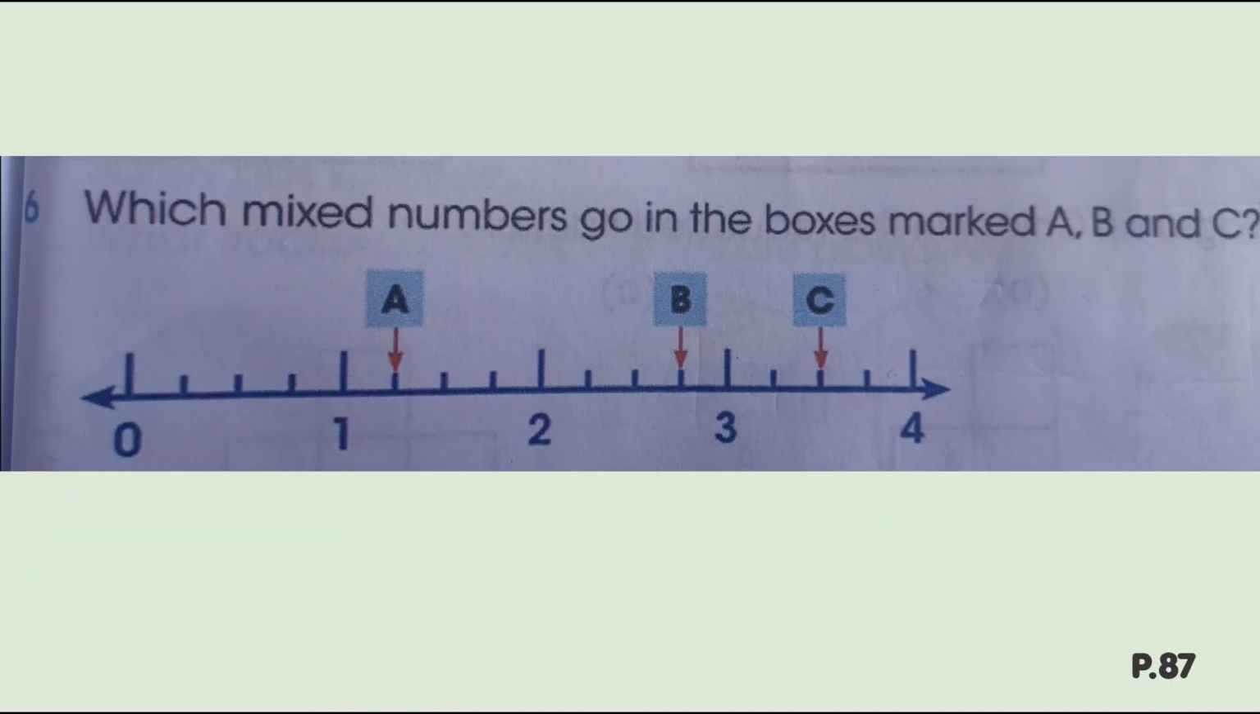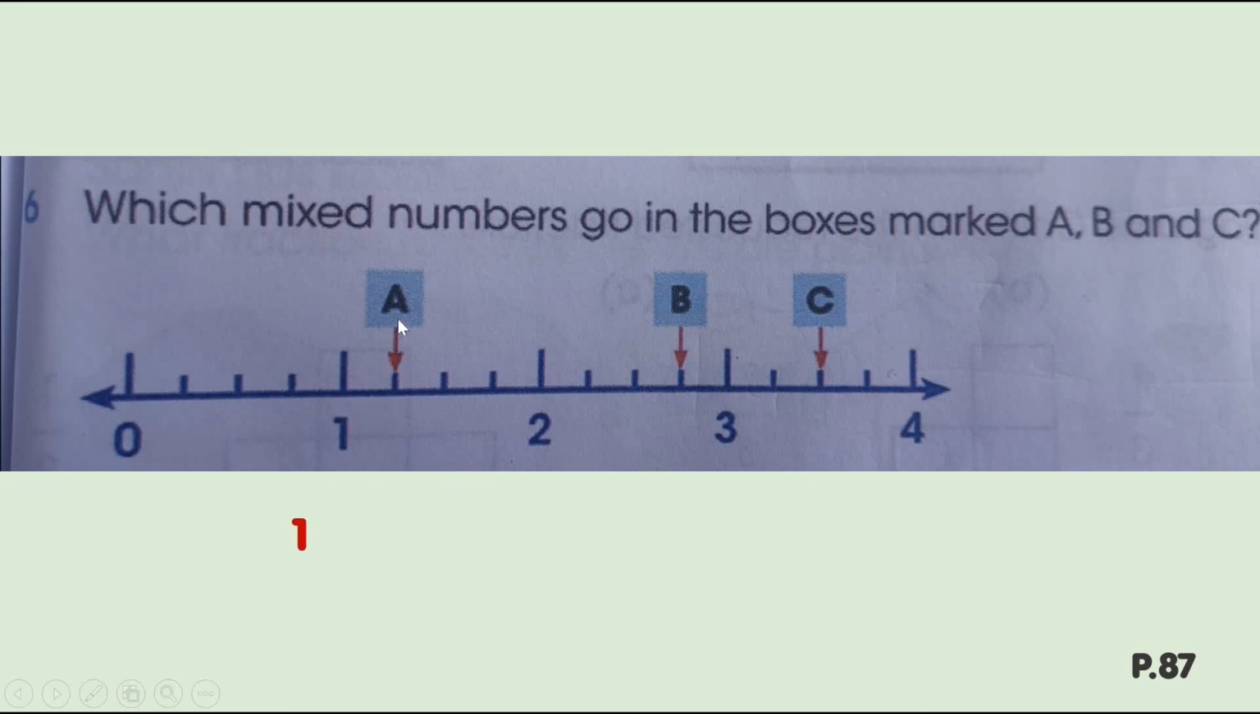Okay, question number 6 on page 87. Which mixed numbers go in the boxes marked A, B, and C? We have a number line and we have these boxes. We need to find the mixed numbers of these boxes right here. We need to find out our denominator. Our denominator is how many spaces we have between the numbers. We have 1, 2, 3, 4. So our denominator is 4.